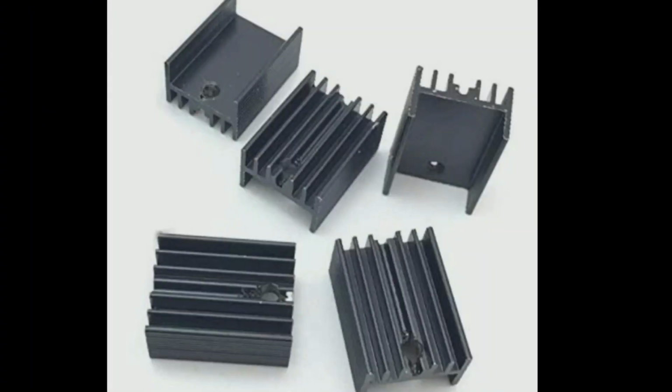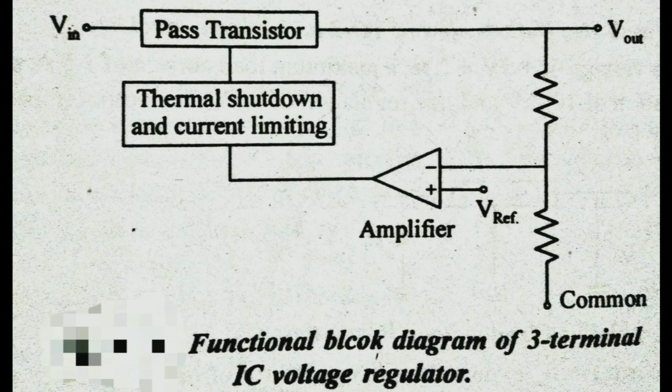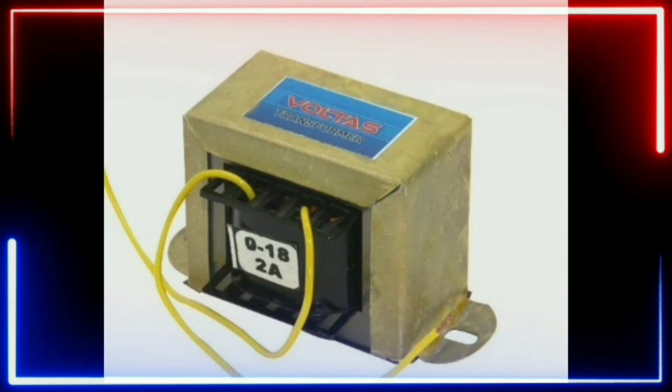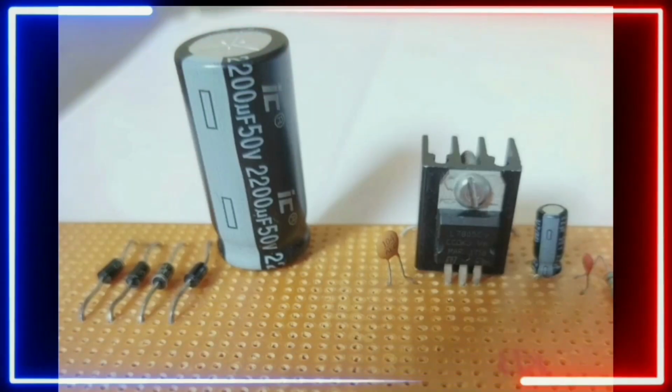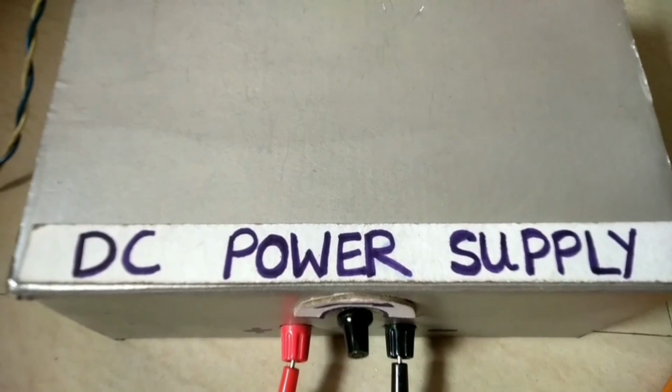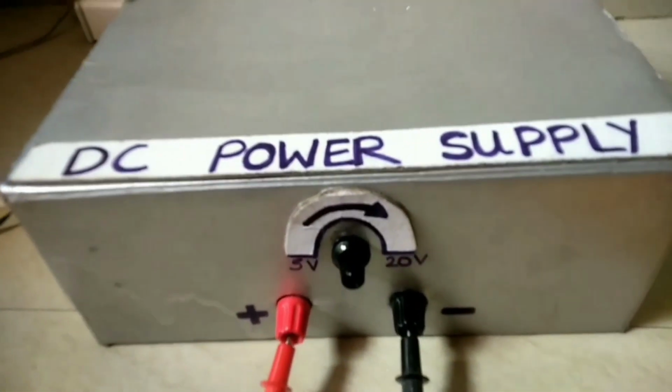Sufficient heat sinking is necessary. This IC chip includes a series pass transistor that can handle more than 1.5 ampere of load current. The chip will automatically turn itself off if the internal temperature becomes dangerously high, around 175 degrees Celsius. This is called thermal shutdown. Hence, when these 4 blocks, that is the transformer, bridge rectifier, filter and regulator, are connected in a proper order with correct values, they form a linear DC power supply, which gives you a constant DC voltage.